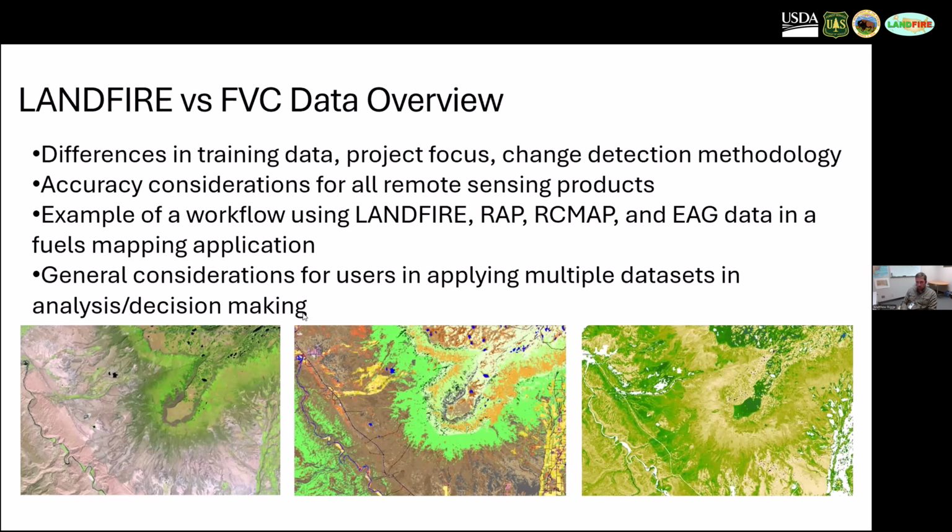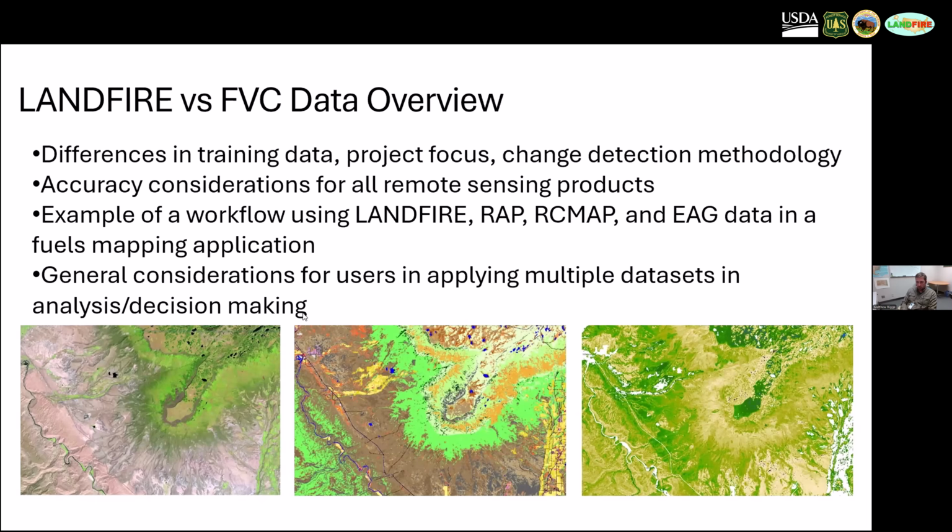From my understanding of Landfire, Josh or John, correct me if I'm wrong, but you shouldn't really use Landfire for time series applications. It really should be a single point in time application, and the most contemporary product would be the one you would want to use for fuels work moving forward.